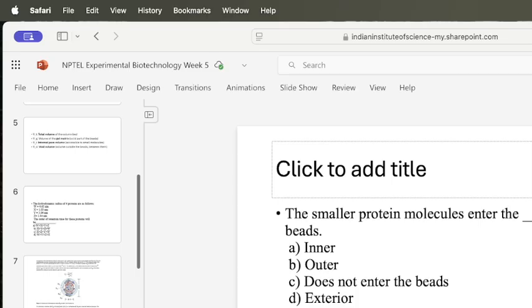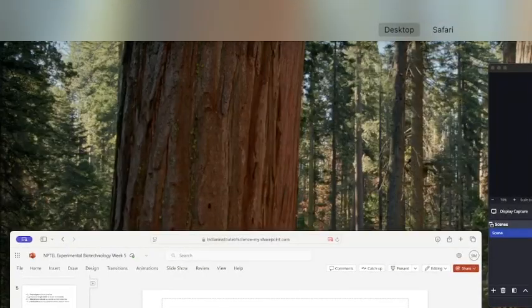Okay. The next question is, the smaller protein molecules enter the dash part of the beads. Four options are given here: inner, outer, does not enter beads, and exterior. You can think about this question for a couple of minutes and then unmute and tell us the answer.